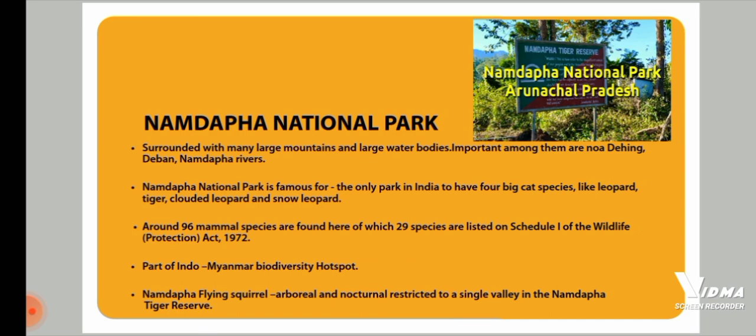Around 96 mammal species are found here, 29 species are listed on the Schedule 1 of the Wildlife Protection Act 1972. And it also forms a part of Indo-Myanmar biodiversity hotspot. And Namdapha flying squirrel, arboreal and nocturnal, restricted to a single valley in the Namdapha Tiger Reserve.